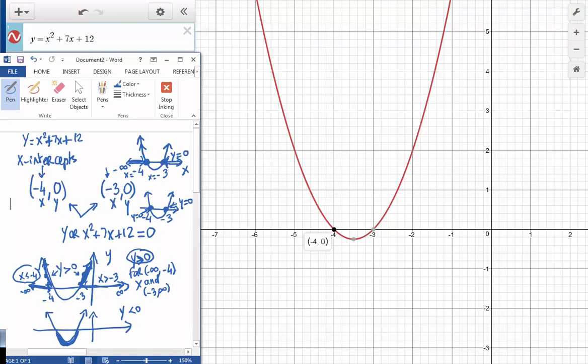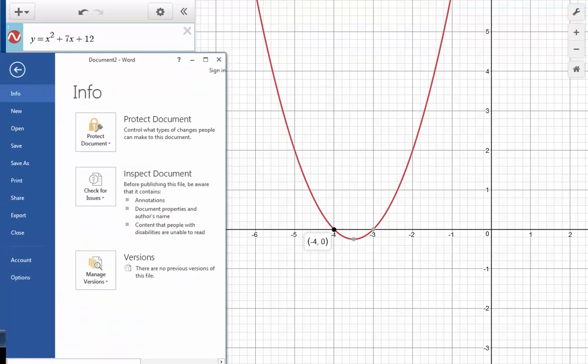So y is negative when the x values are between -4 and -3. That's for those x values here. So that's a little bit what we notice over here. And I will try to make it a little nicer here for you. I'll draw a little graph so we can see all of those details.